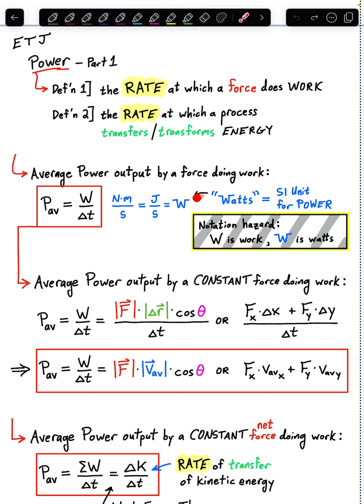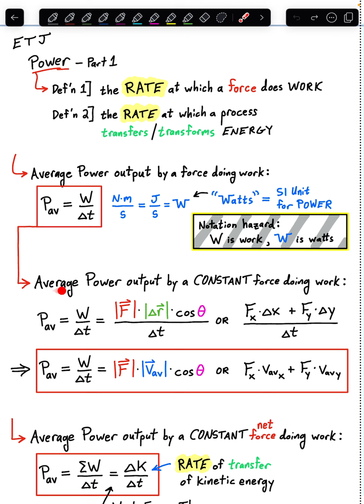Now, unfortunately, we're already using capital W to represent work right here, and yet capital W is also the abbreviation for the unit of power, watts. So there's a bit of a notation hazard. For my part, I will always write a capital W for work like this, but for a capital W for watts, I'll put little serifs on it there to distinguish it from the W for work.